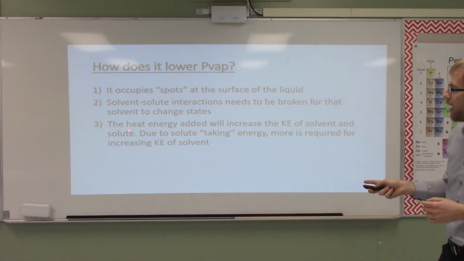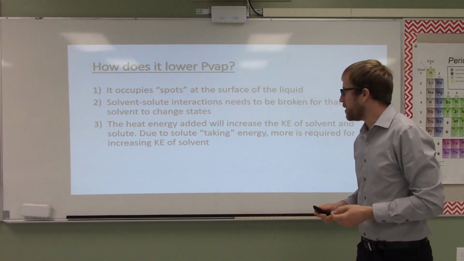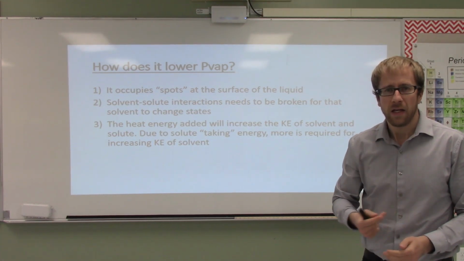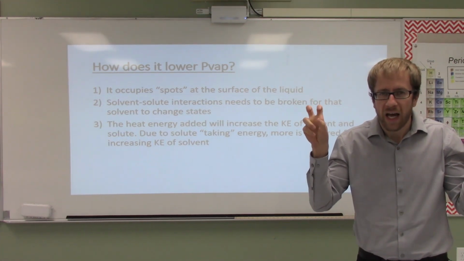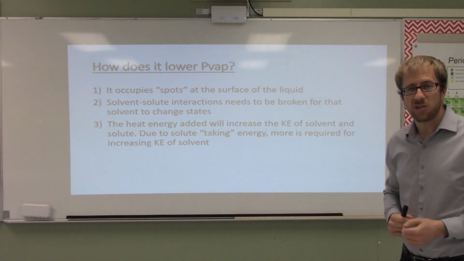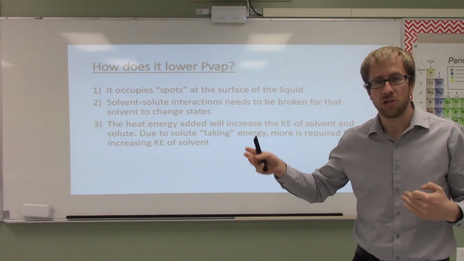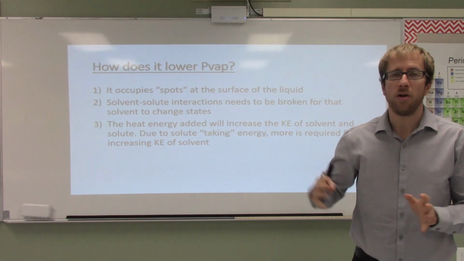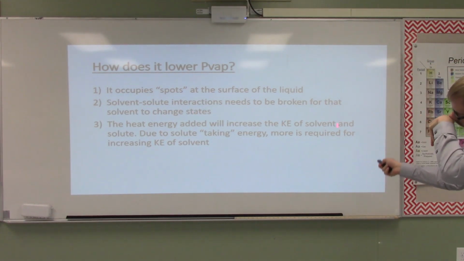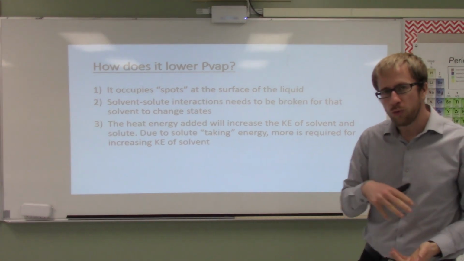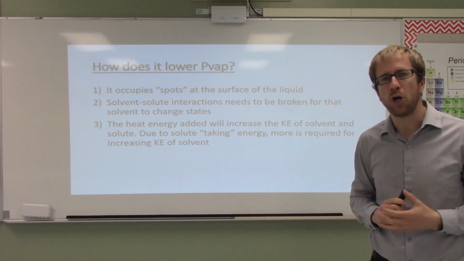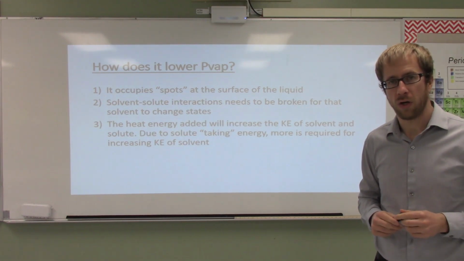And lastly, the heat energy added will increase the kinetic energy of the solvent and the solute. So the solute, you can think of it as kind of stealing some of that heat energy, because some of that heat energy is going towards increasing the kinetic energy of that solute, and not completely towards the solvent. So these three factors combined decrease the vapor pressure and thus increase the temperature required to boil your solution.